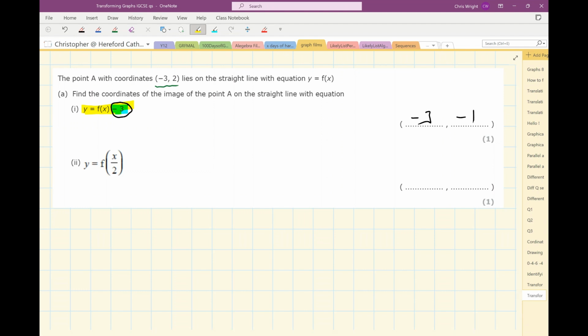Next one. This time the change is inside the bracket, so it's going to be a change to the x coordinates. So my y coordinate is going to remain at 2. Now, in the bracket here, my x is being divided by 2, which means that my x coordinate will be multiplied by 2, because the x's go the other way. So it's not going to be minus 3 anymore, it's going to be minus 6.